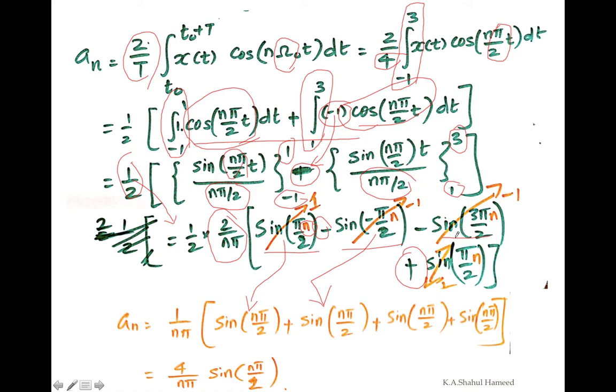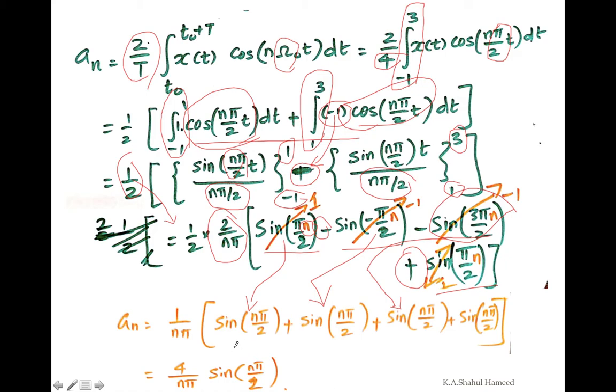Here we can write this sin 3 pi n by 2 as minus sin n pi by 2. Now we have this last term, plus sin n pi by 2. Now we have 4 sin n pi by 2.